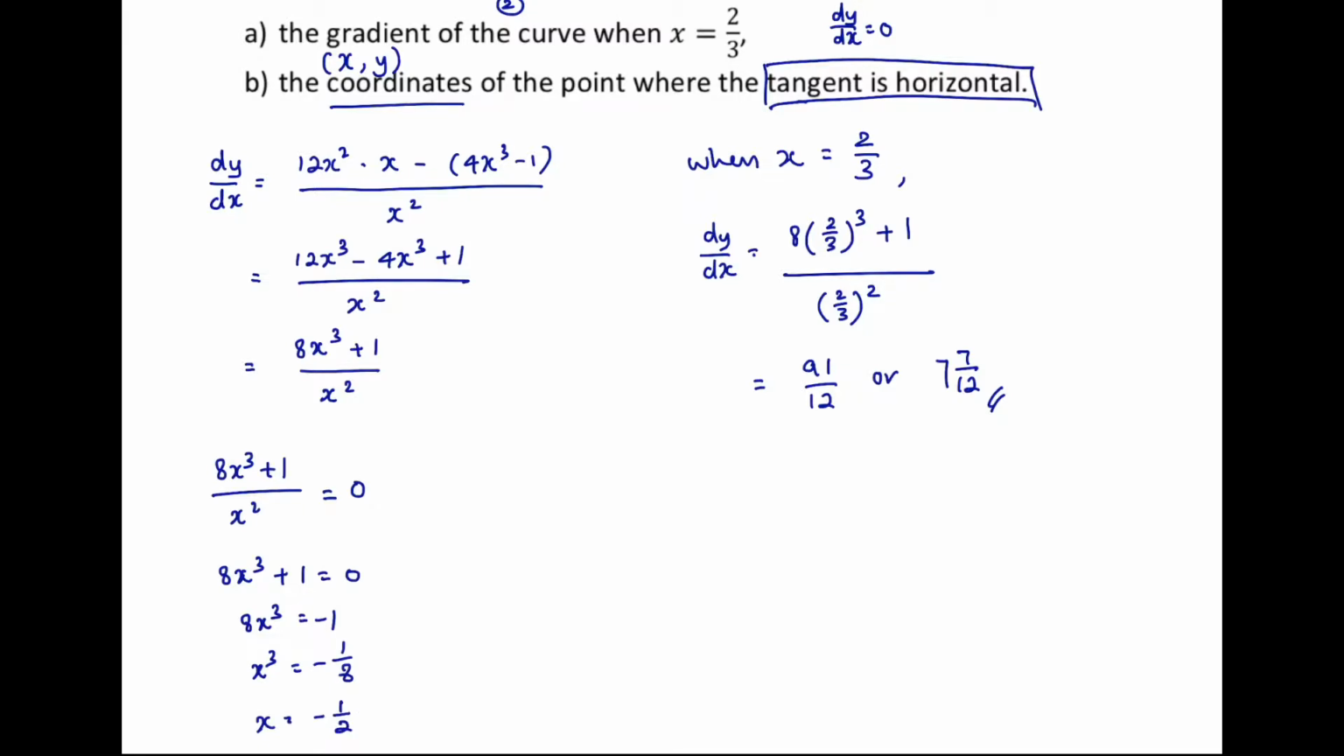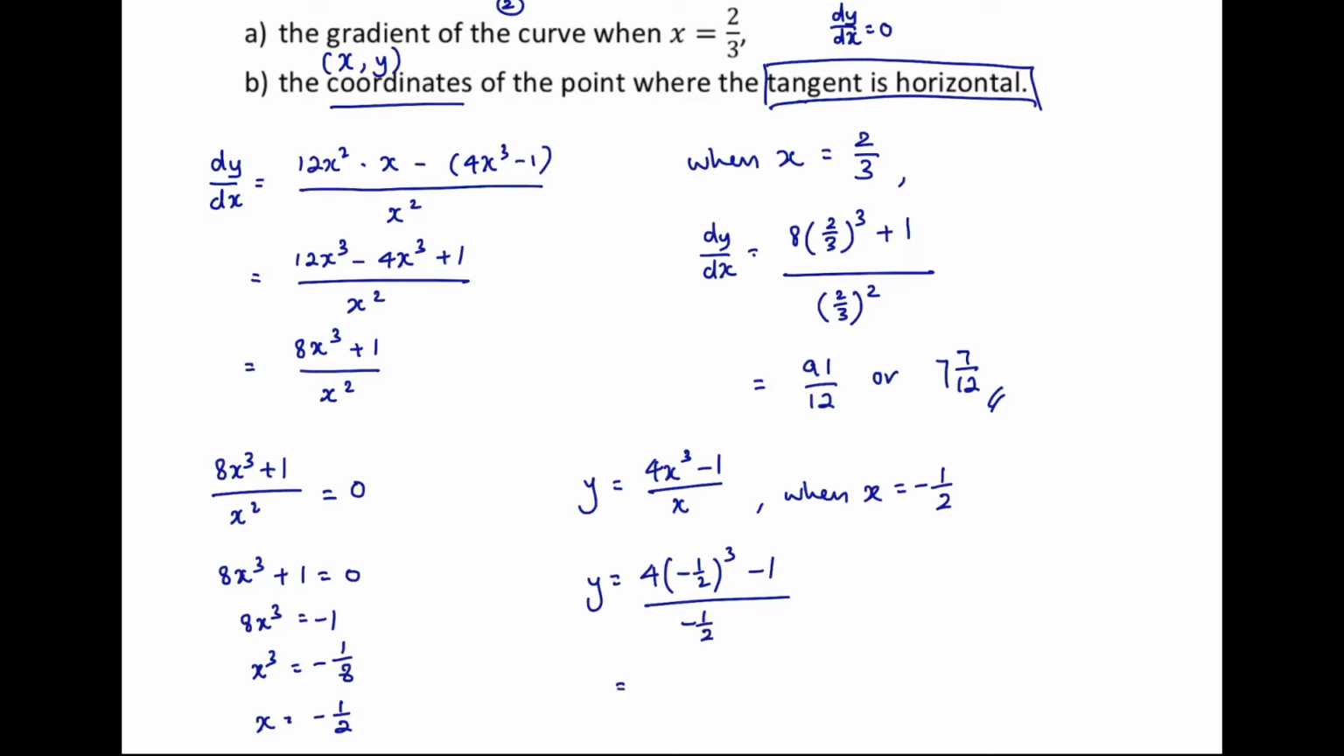So since I have x equals negative half, I will need to sub this into my original equation to find my coordinates. Since the equation is y equals 4x cubed minus 1 over x, and when x is now equal to negative half, I need to sub this in. So y equals 4 multiplied by negative half cubed minus 1 over negative half.